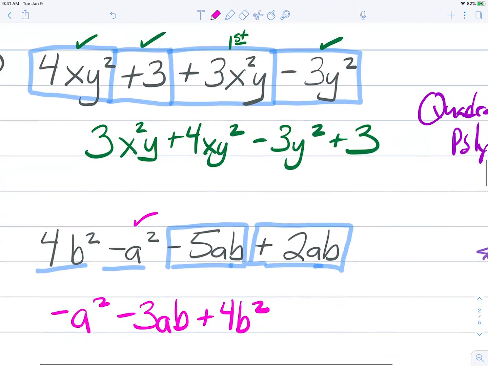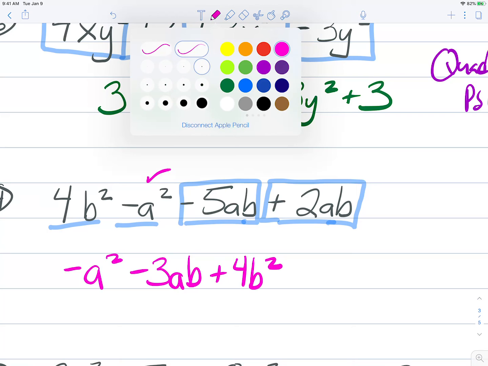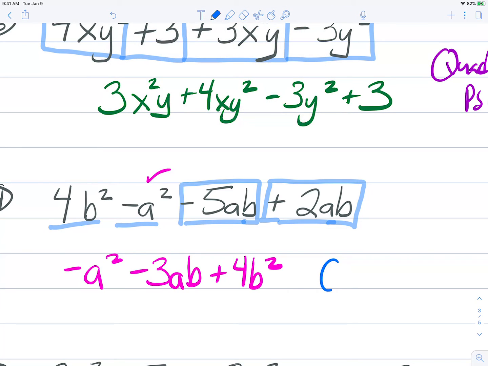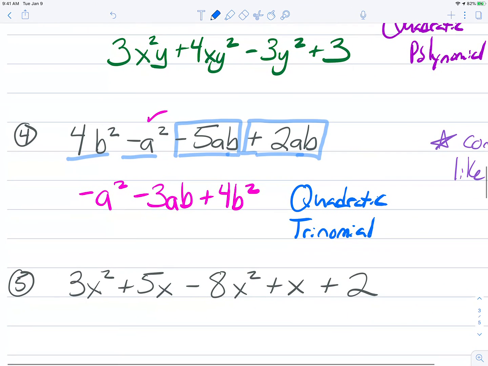And again, the highest exponent for the a's is a 2. So this is going to be a quadratic. But now we only have 3 terms, so it is a trinomial. That is its first and last name.